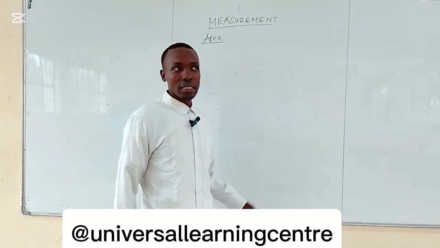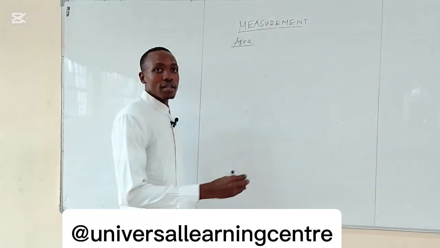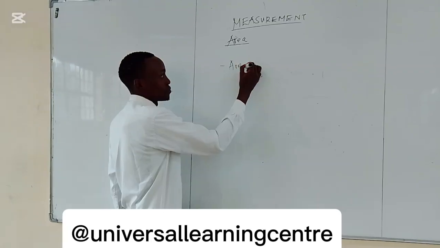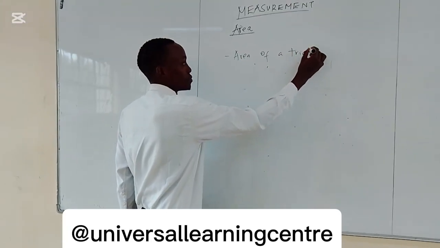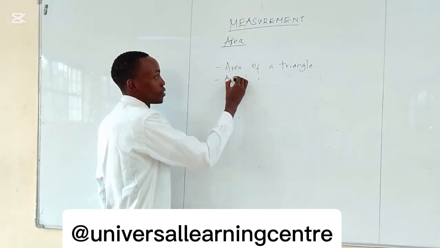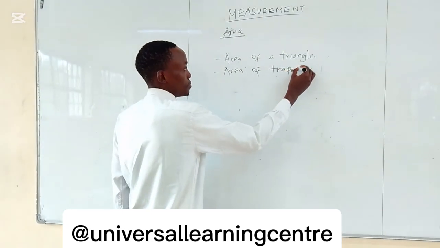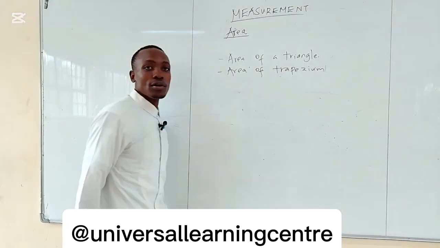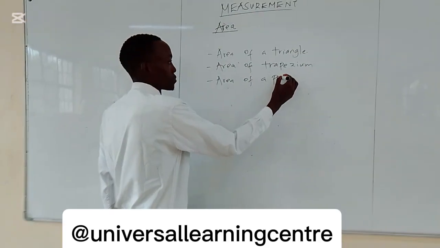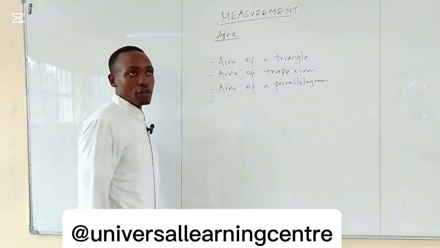Today we are going to talk about mathematics, about measurement and area. Okay. So we're going to talk about the area of a triangle. So that's the first thing we're going to talk about. Area of a triangle. After that, we're going to talk about area of a trapezium. And also area of a parallelogram. And lastly, area of a rhombus.